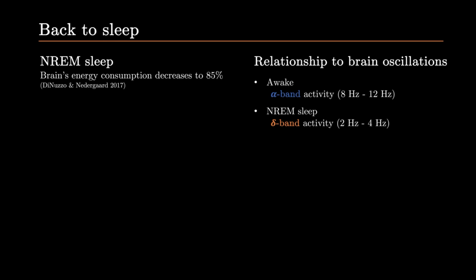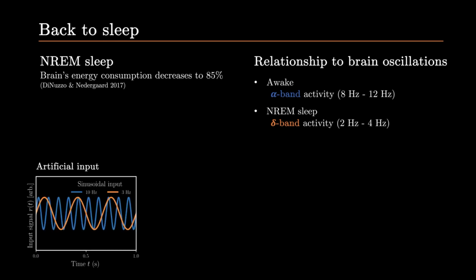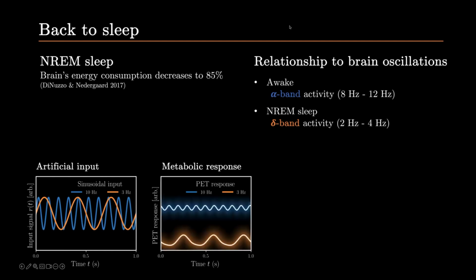So very basic idea, let's take sinusoidals and input this into our PET model. We take sinusoidals which have frequencies corresponding to the main components of the EEG spectrum, which are observed in awake and non-REM sleep. So for the alpha band, we take the average, which is 10 Hertz. For the non-REM sleep, we take the average, which is 3 Hertz. And we take this as an artificial input to our PET model. No TVB simulation yet. And we measure the metabolic response.